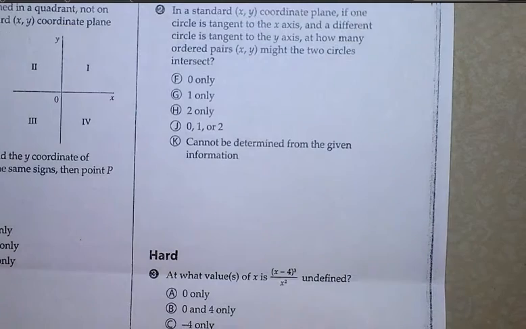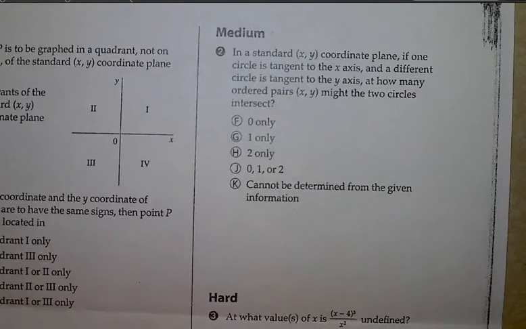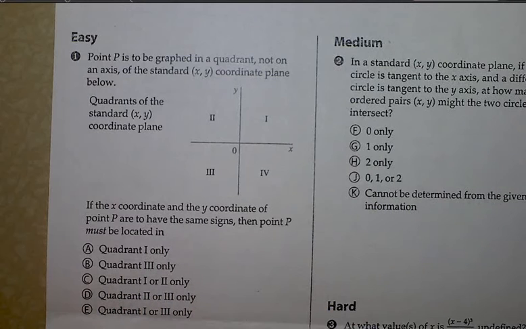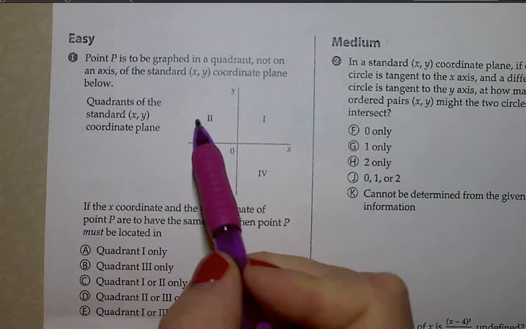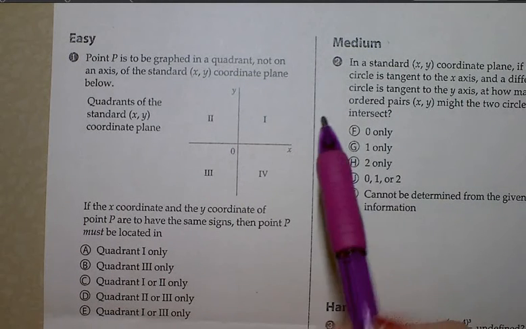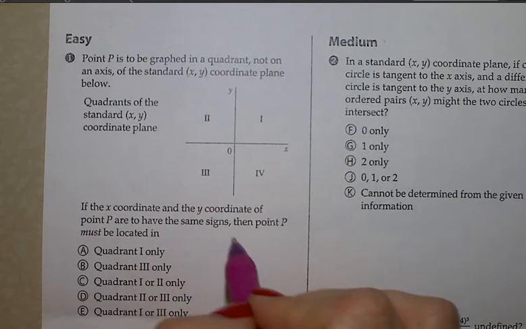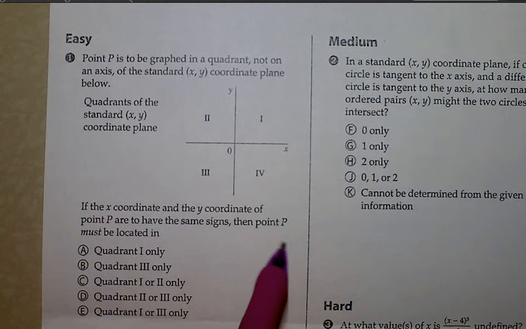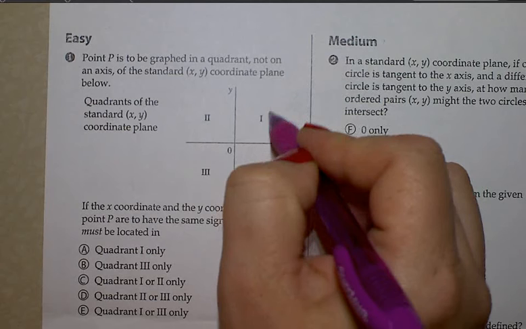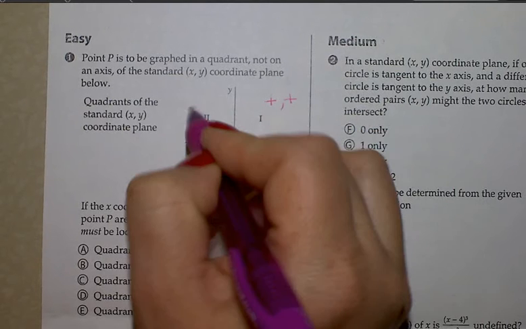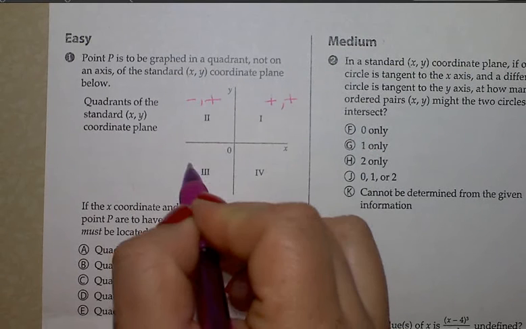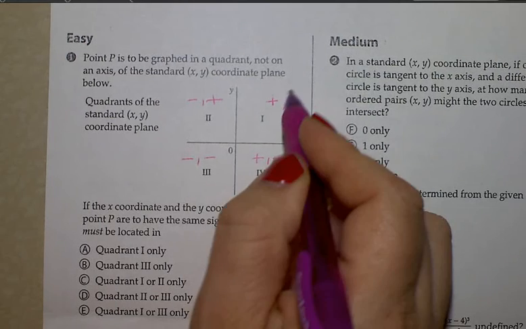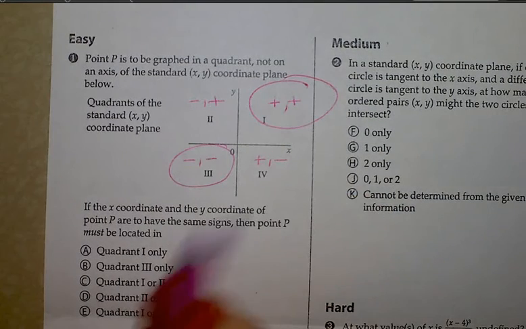So when I was gone last Tuesday, this is one of the skill sets you were asked to do. How many of you had the opportunity to try 1, 2, and 3? Hands up high. Okay, let's go through this one together. It says point P is to be graphed in a quadrant, not on an axis of the xy coordinate plane. If the x coordinate and y coordinate of this are the exact same signs, then it must be located. Okay, in this position, x's are positive, y's are positive. Here, x negative, y positive, x negative, y negative, x positive, y negative. So in quadrant 1 and in quadrant 3, they have the exact same signs, which would be option C.